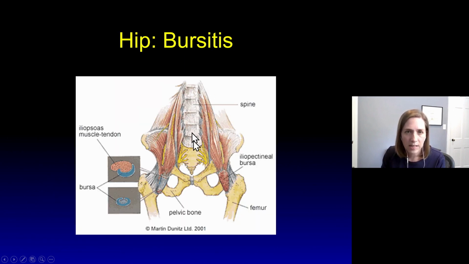Here's an example anatomically of the spine. You have sacroiliac joints on the side. You have all these muscles that are supporting. And then here's your hip joints in here. And then this is the greater trochanter of the femur, where you have bursas on top of that. So these are the anatomical considerations when you're thinking about hip bursitis.